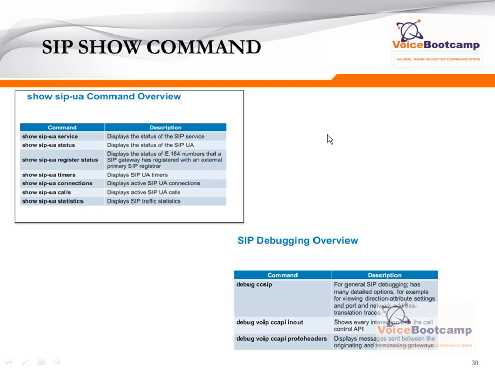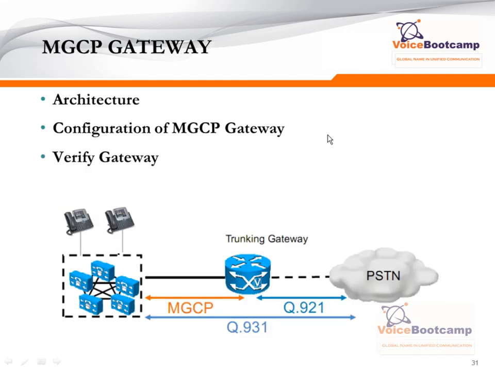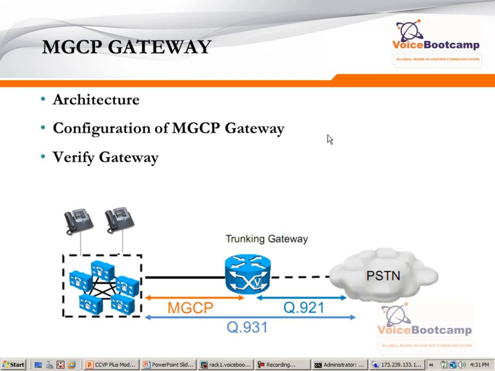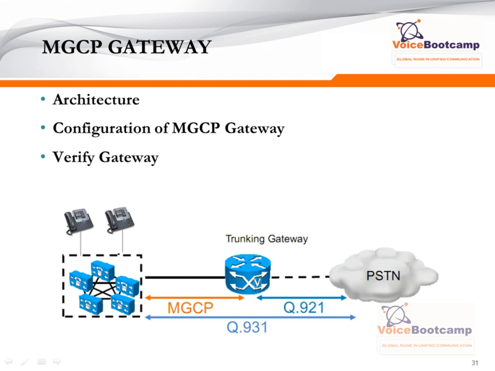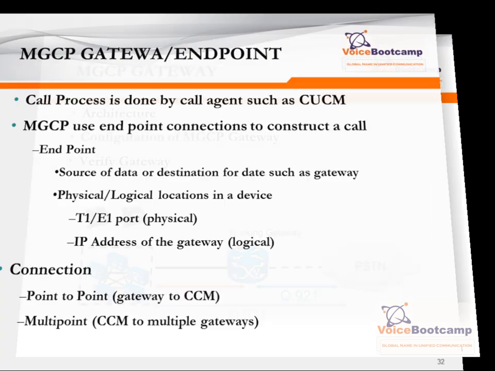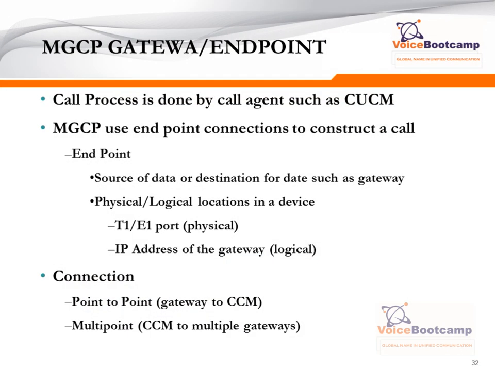The next topic is MGCP gateway. MGCP gateway is one of the easiest gateways to configure and manage because most of the configuration is centralized. In MGCP gateway, you have a Cisco router that is acting as a voice gateway controlled by the call manager, which is acting as the call control device. Now, call processing is done by call agents such as call manager.